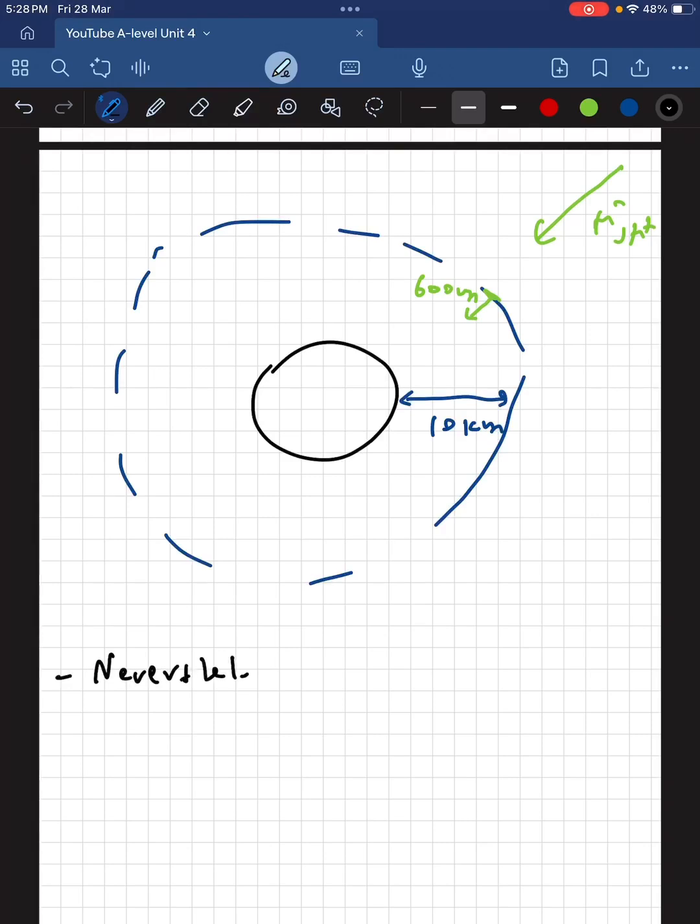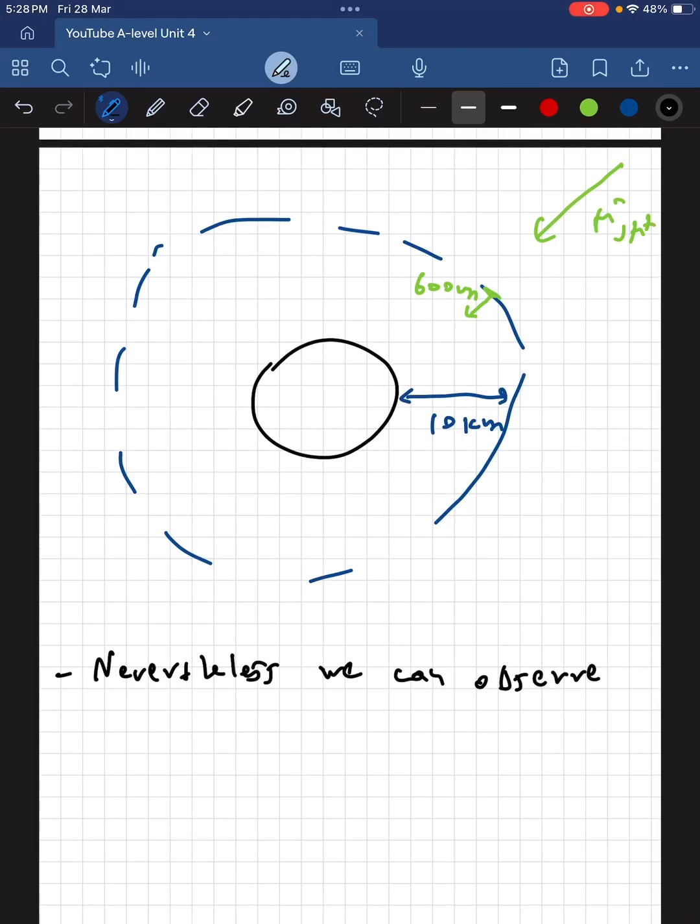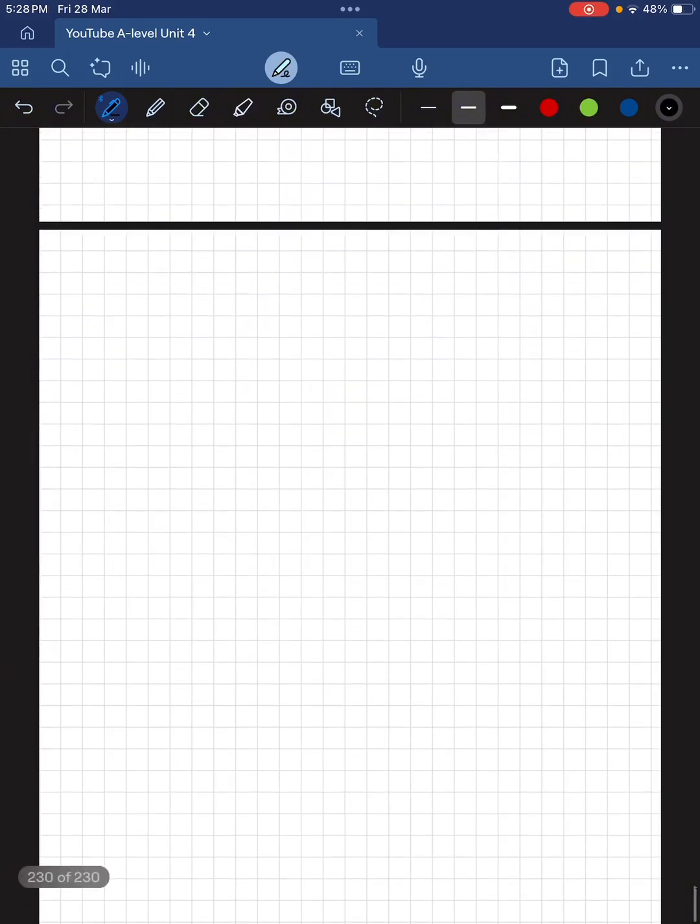Nevertheless, we can observe plenty of muons on the surface of the Earth. This is how they were discovered, actually. So how is this possible? They can only travel up to 600 meters and decay. So all of them should decay before reaching the surface of the planet. So what's the explanation?